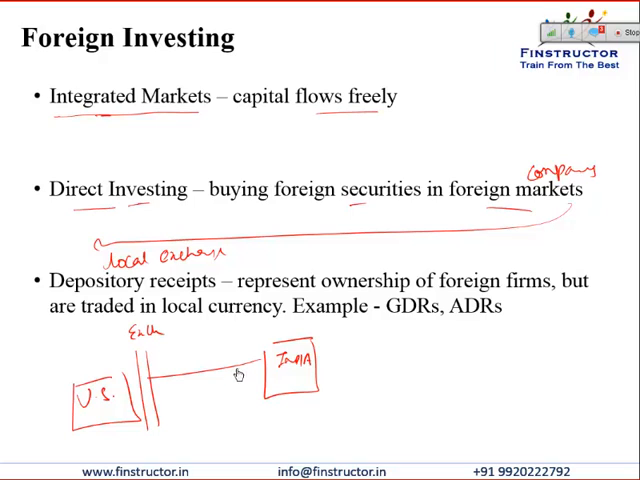Of course, I will have to comply with all the US regulations and disclosures. But what this enables is that the US investor doesn't have to go to India to buy my share. He can simply purchase the American Depository Receipt, also referred to as ADR, and get ownership in my company.